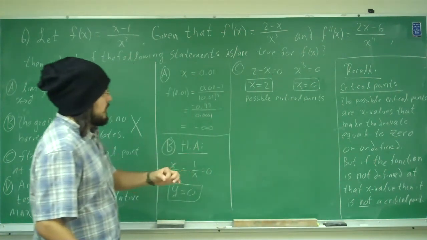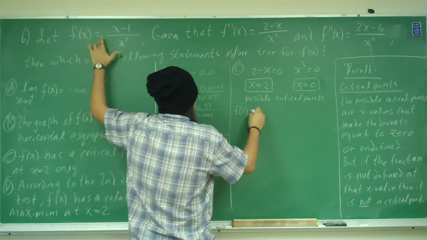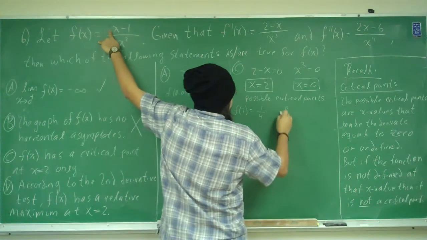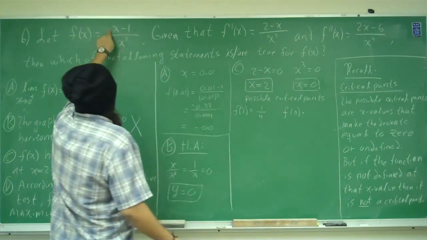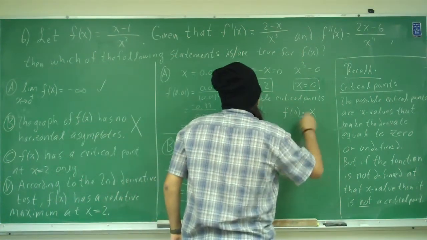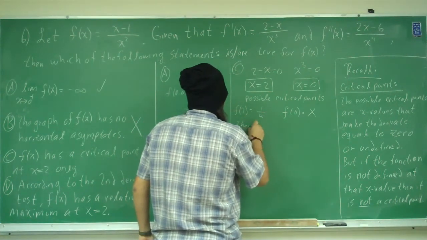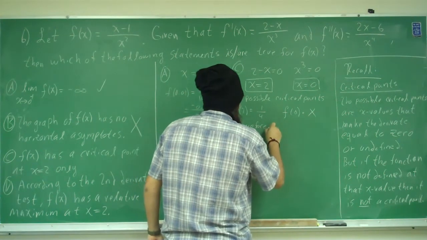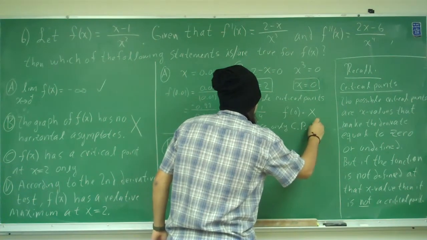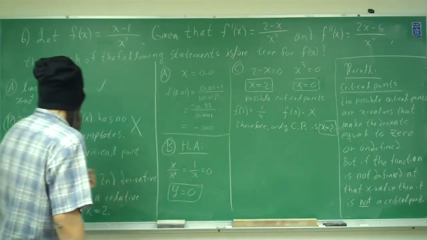In order to find out if they're critical points, we need to evaluate them in the function to see if they're defined. So f of 2. Is f of 2 defined? That's 2 minus 1, which is 1, divided by 4. So it is defined. What about f of 0? Nope, because we have 0 squared in the denominator, we can't have that. So f of 0 is not defined. Therefore, the only critical point, CP, is x equals 2. So that is true. Therefore, C is true.